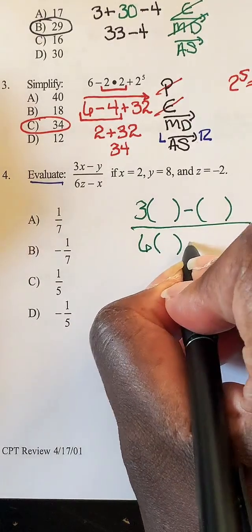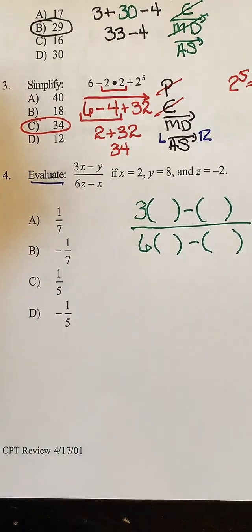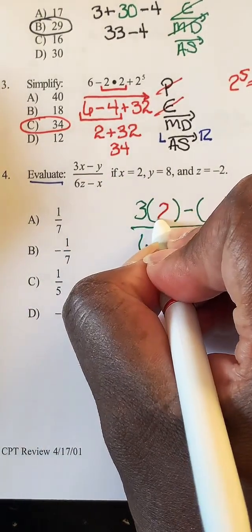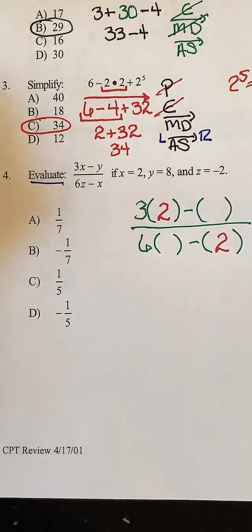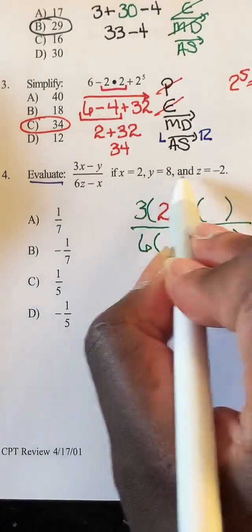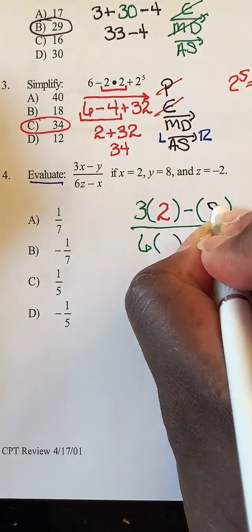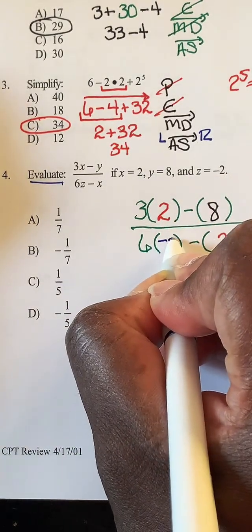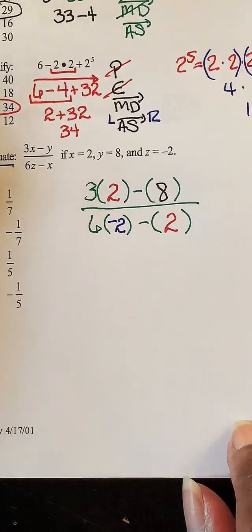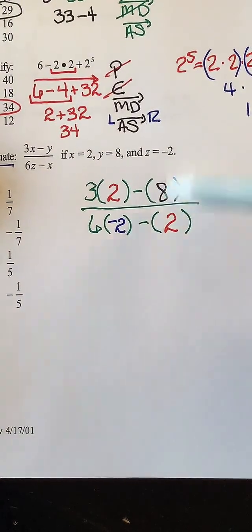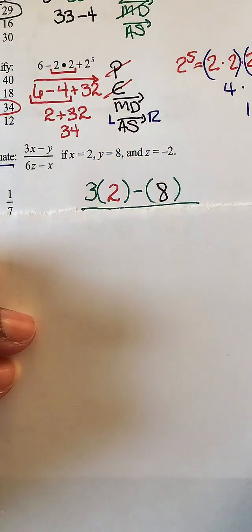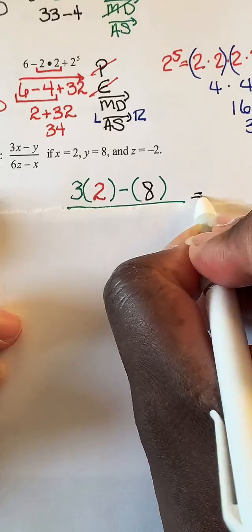All right, so all we're doing, again, here's that word evaluate again. So that means I have my 3. I'm going to be substituting something for the x as well as for the y. I have my 6. I'm going to be substituting something for the z as well as that same x. They're telling me that wherever I see an x, I'm going to put a 2. So a 2 goes here and a 2 goes there. Wherever I see a y, I'm going to put an 8. We just got this one spot right there. And wherever I see a z, I'm going to put my -2.